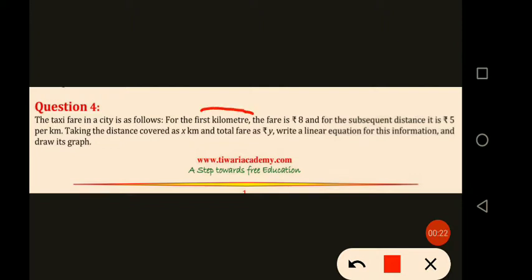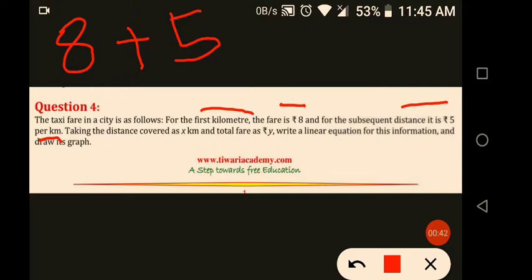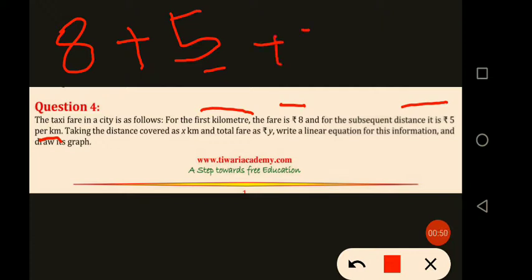For the first kilometer the fare is 8 rupees and for each other kilometer the fare is 5 rupees, which means if a person travels 2 kilometers, he has to pay 8 plus 5, because 8 for the first kilometer and 5 for the second kilometer. Again, if he travels 3 kilometers, then he will pay 8 plus 5 plus 5. Like this he has to pay.